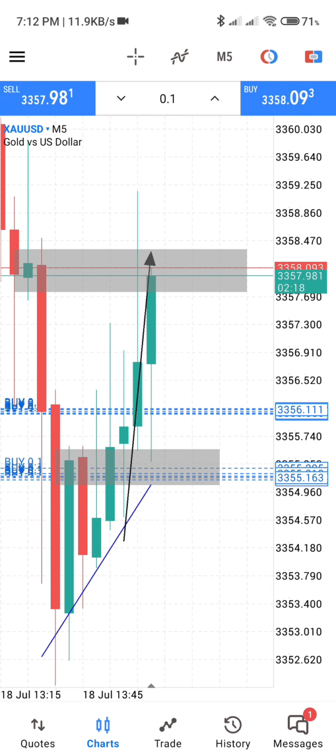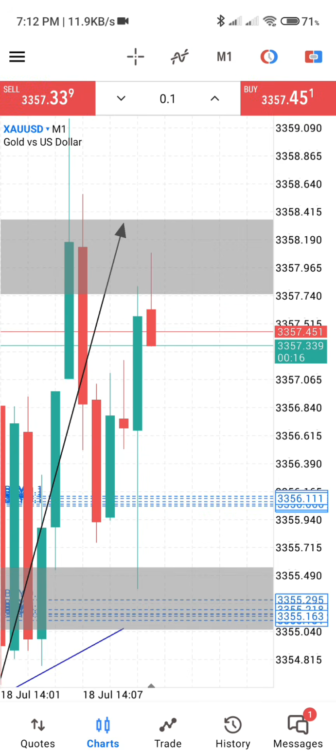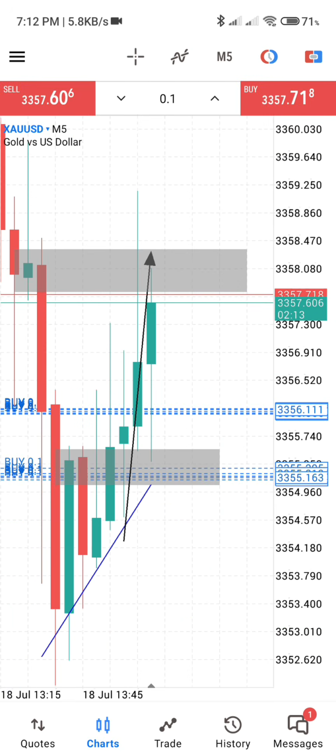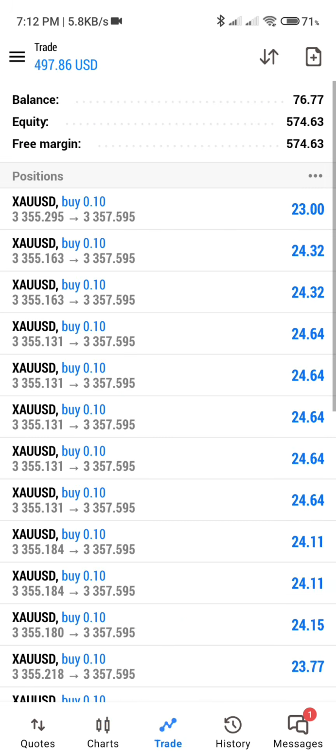We will close our trade on our TP. So as expected, it reached our TP. So without wasting any time, we can close our trade.